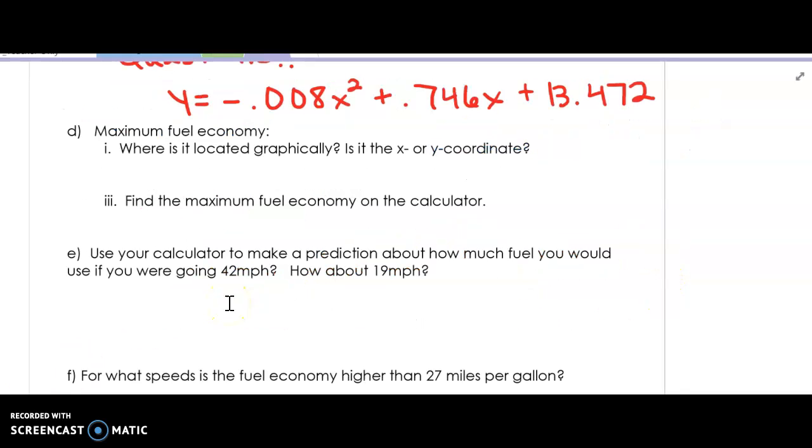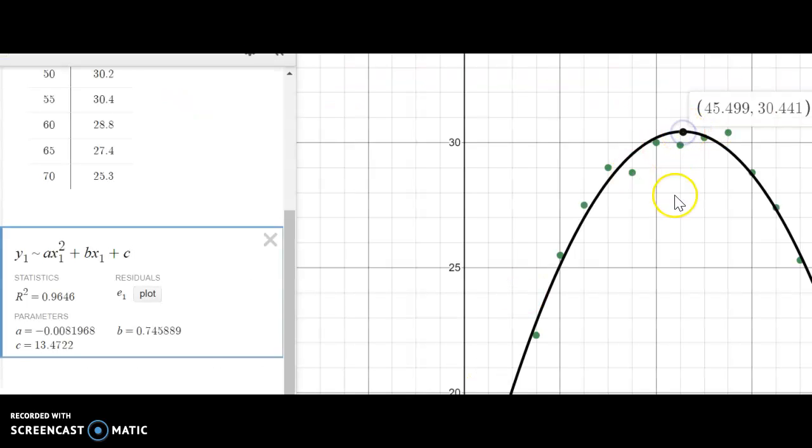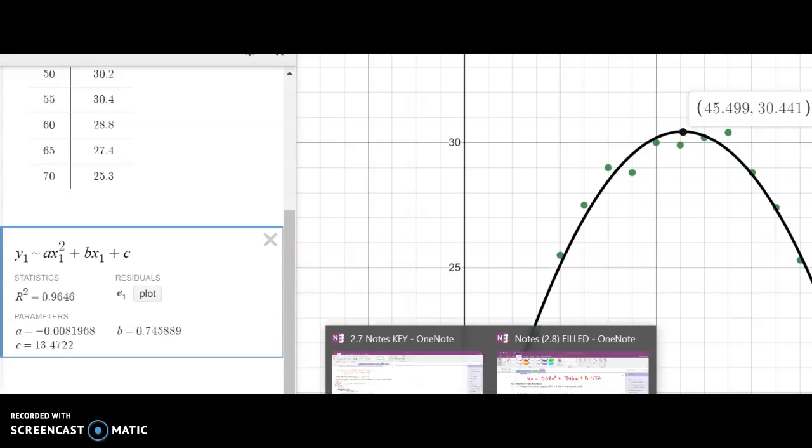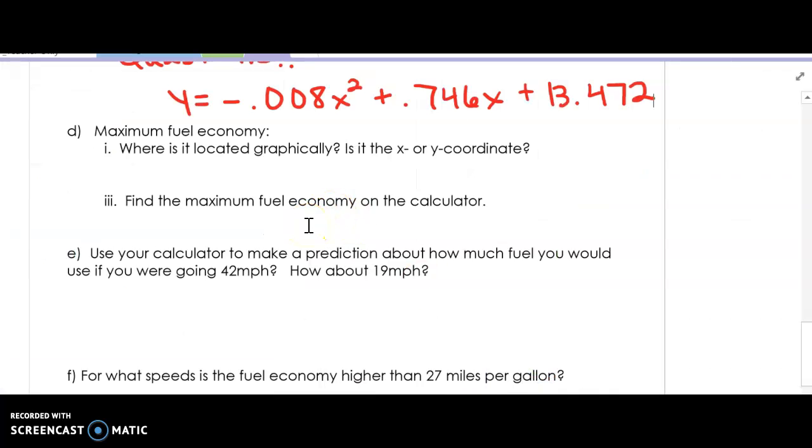Let's actually use the function that we came up with to answer some questions. So for letter D, we're talking about maximum fuel economy. And so, of course, I think we're experts at finding maximums on our graph. Where is it located? It's going to be the highest Y value. And we see that happening here at the top of our graph. And because we're talking about Y values, we're looking at this 30.441. So highest Y value, or coordinate.